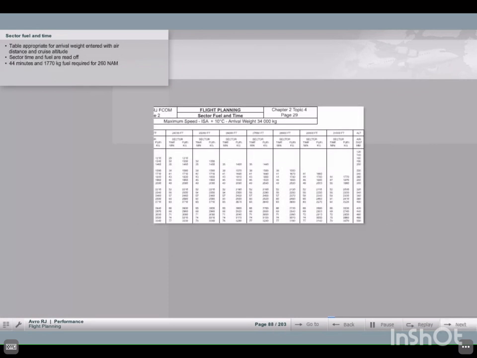The appropriate table for the arrival weight is entered with the required air distance and cruise altitude. Sector time and fuel values can be read off. In our example, we calculated approximately 260 nautical air miles at 31,000 feet, which is the highest possible and thus the least fuel-consuming altitude for this maximum speed journey. It will take 44 minutes and 1,770 kilograms of fuel will be consumed.